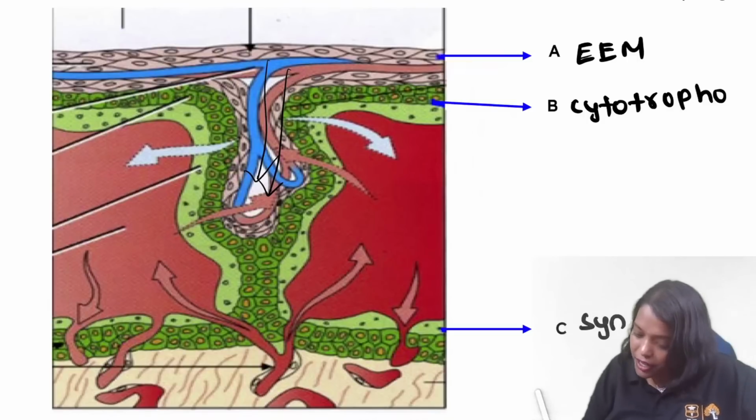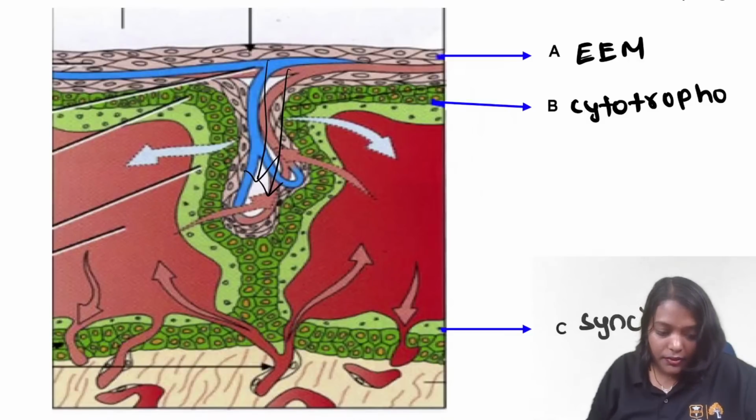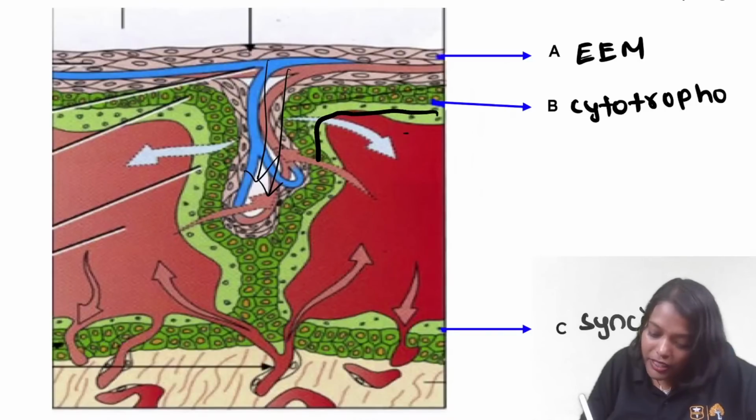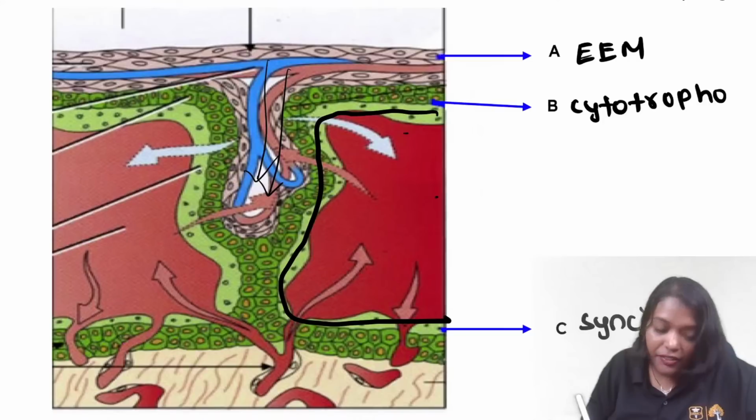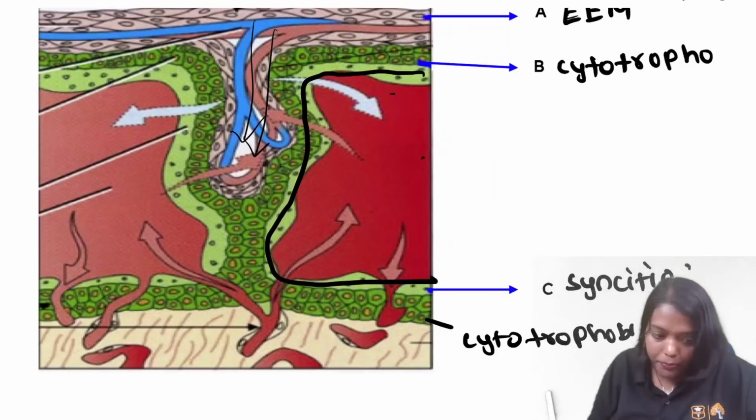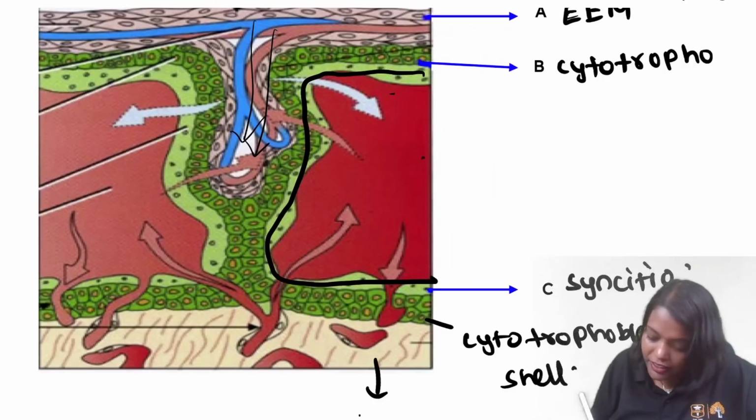C is not decidua basalis. C is the syncytiotrophoblast. So A is the extraembryonic mesoderm, B is the cytotrophoblast. Then what is lining the intervillar space is the syncytiotrophoblast, and below that is the cytotrophoblastic shell, and this one is the decidua basalis.